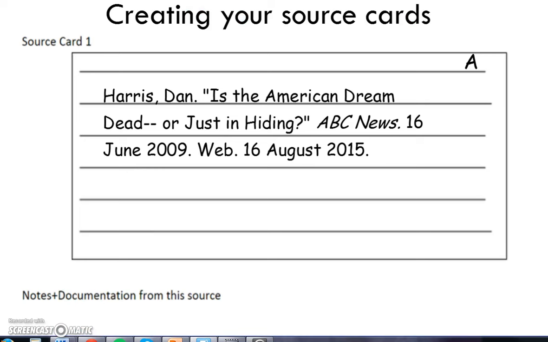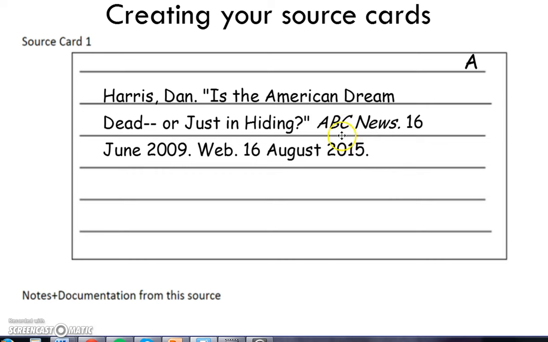Okay, you will all be getting packets with source cards that look just like this. This is an example of how you will fill out a source card, and this is just using the article that we read together as a class. So with this article, the author was present, so that's the first thing listed. Notice here that each item is separated by a period. Okay? Also notice the article is in quotation marks and the website is in italics.